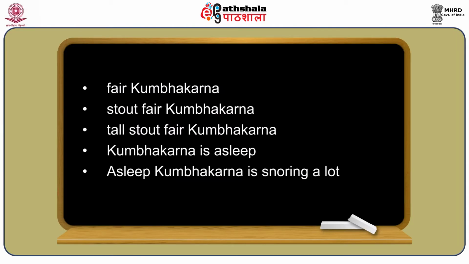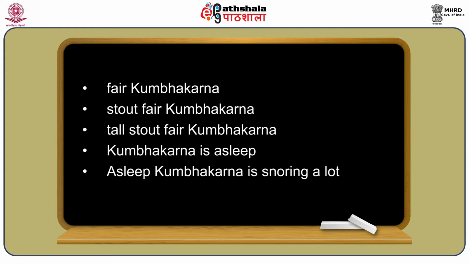The most characteristic distribution of adjectives is in attributive modification, where they can occur recursively. You can say fair Kumbhakarna, you can say stout fair Kumbhakarna, you can say tall stout fair Kumbhakarna. So adjectives can be stacked. Though this is a sufficient condition for calling something an adjective, this is not a necessary condition. Some adjectives can occur predicatively, but not attributively. These are words like asleep, alone, awake, and so on. So you can say Kumbhakarna is asleep, but you cannot say asleep Kumbhakarna is snoring a lot.